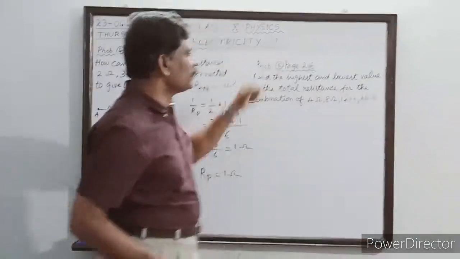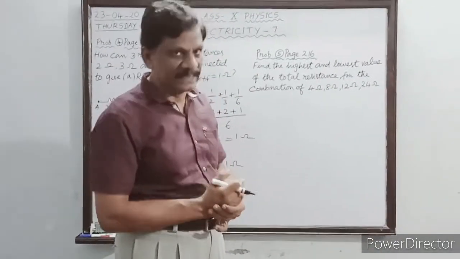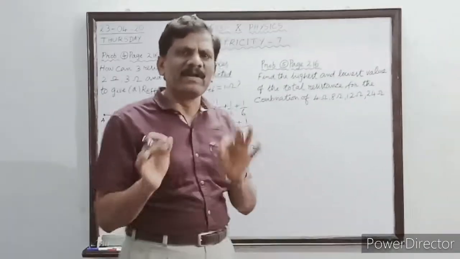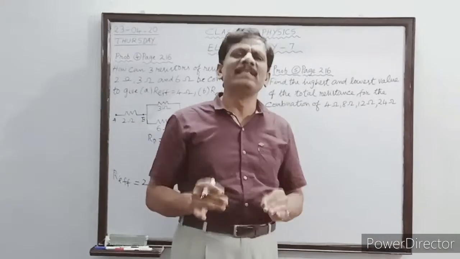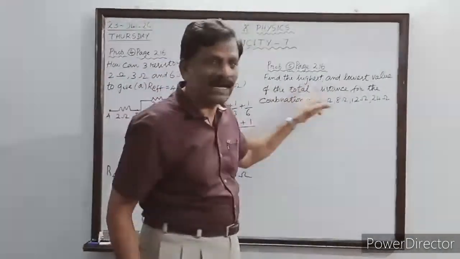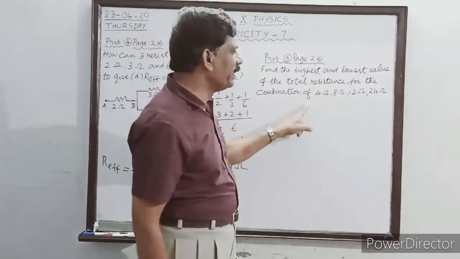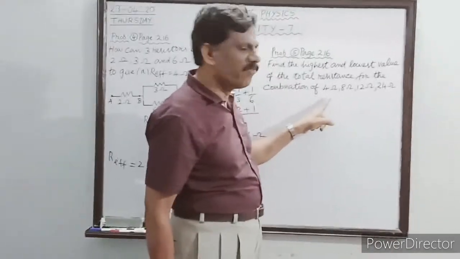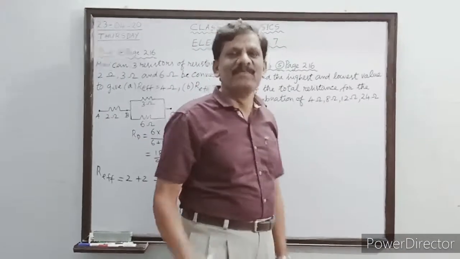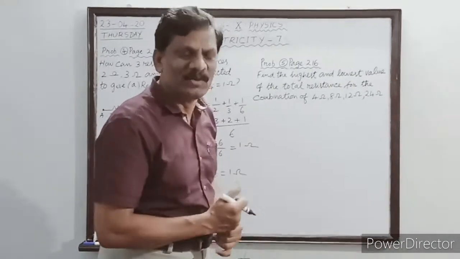Okay. So this is problem number 5, again on the same page 216. Read the question carefully, and even without working on paper, if you tell me the answer, you are very thorough. Find the highest and lowest value of the total resistance for the combination of 4 resistors, namely 4 ohm, 8 ohm, 12 ohm and 24 ohm. Good. All your answers I agree. That means you are very thorough.